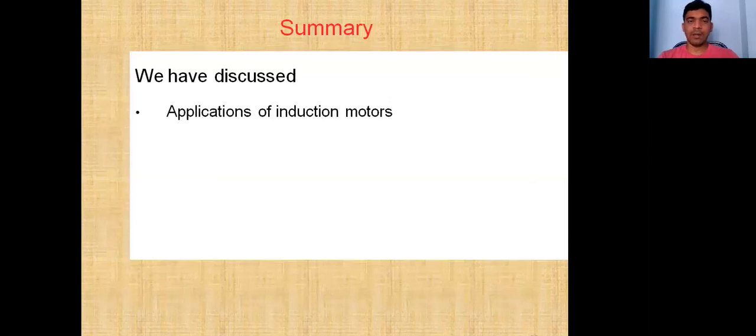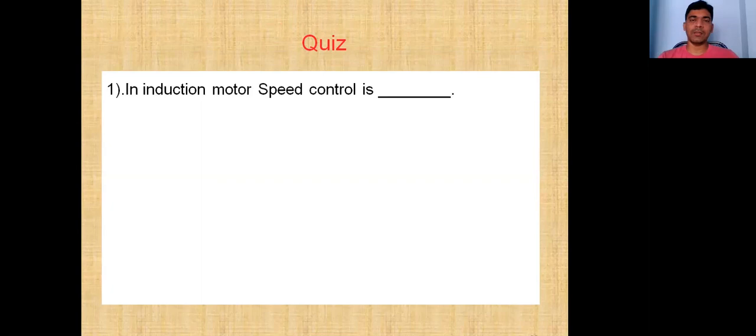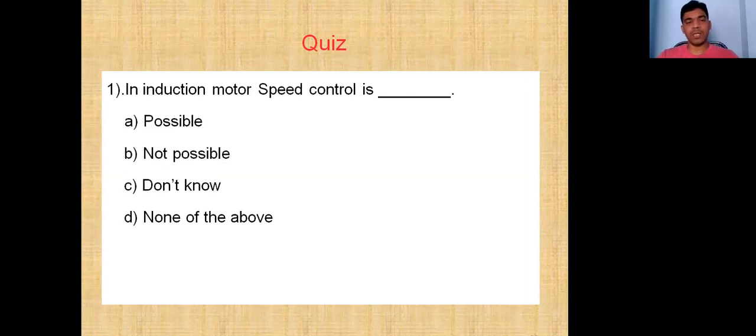Coming to the summary, what we have discussed is applications of induction motors and comparison of synchronous and induction motors. From these topics, induction motor speed control is dash. Option A, possible. Option B, not possible. Option C, don't know. Option D, none of the above. Induction motor speed control is possible but difficult.